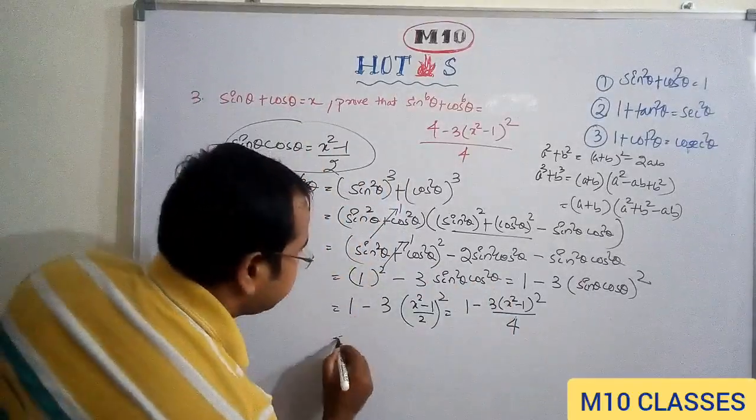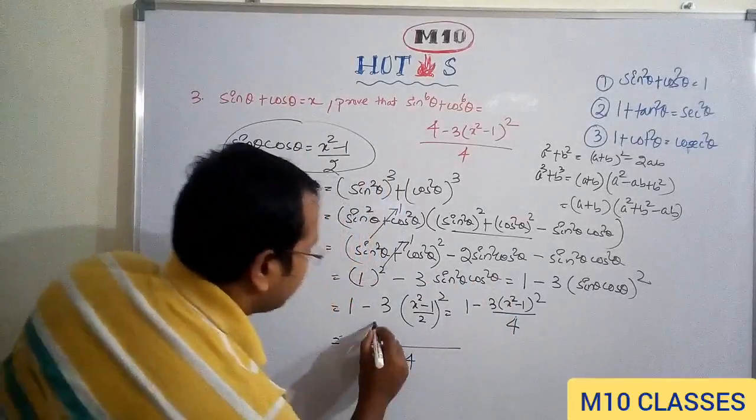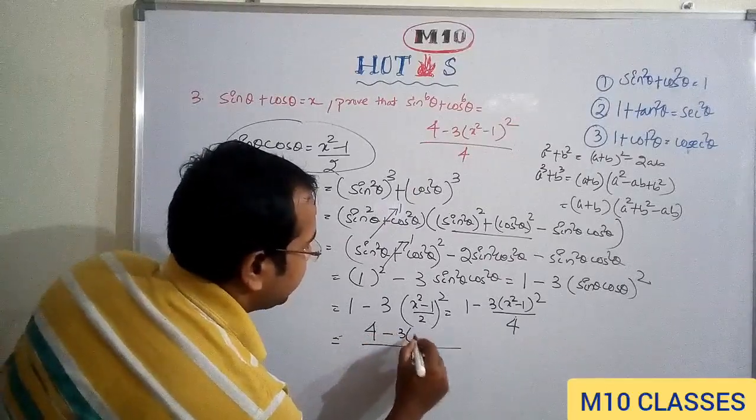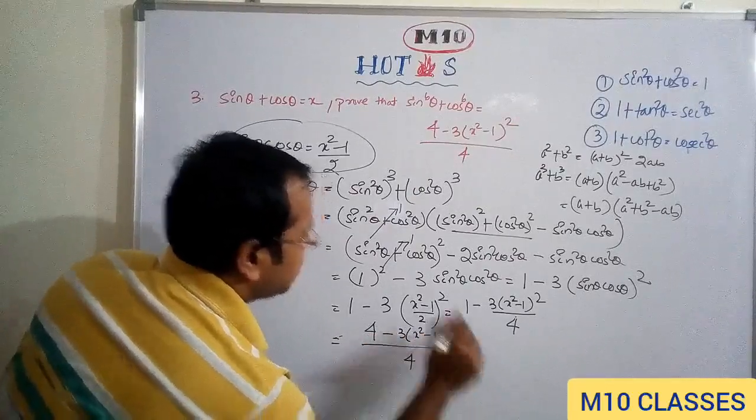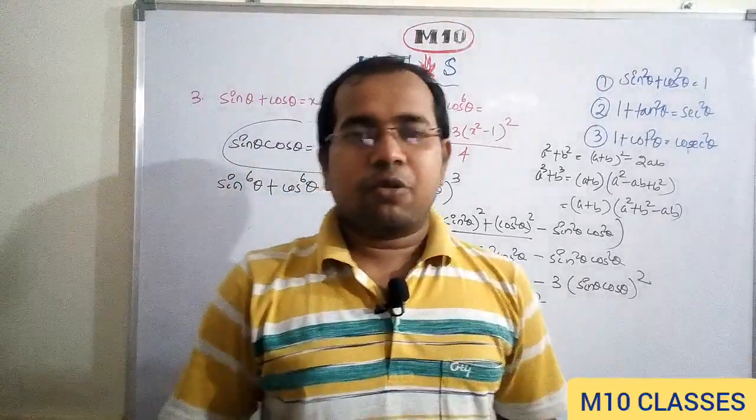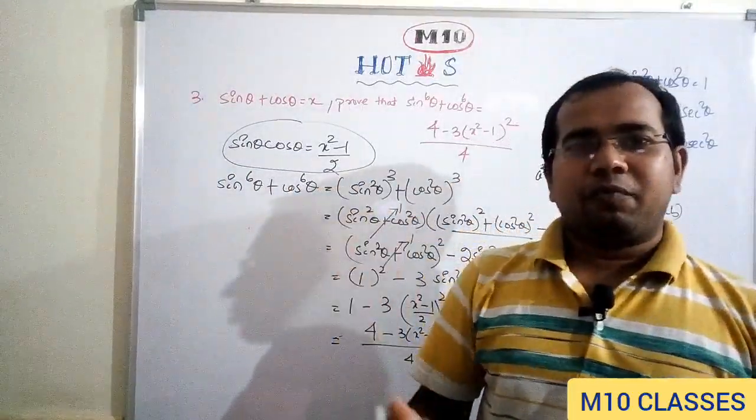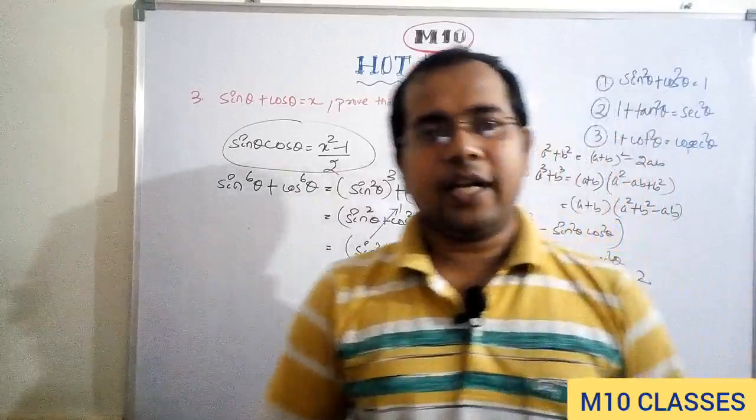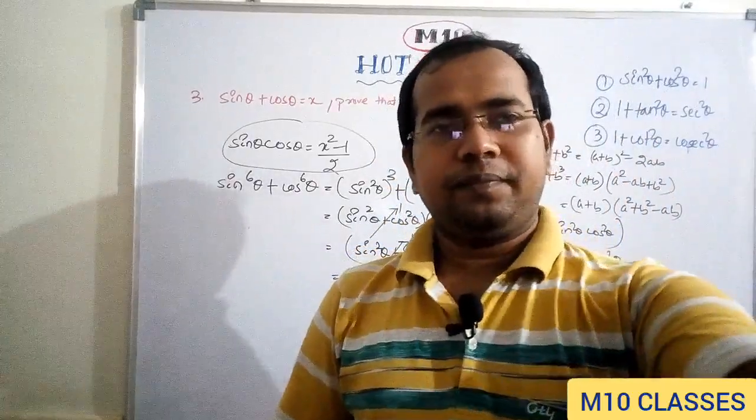Take the LCM, what will you get? (4 minus 3) whole into (x square minus 1) whole square. This is the answer. So these questions are not difficult. You just need to find the trick how to solve it. Let us go for the last question. So students, let us go to the last question.